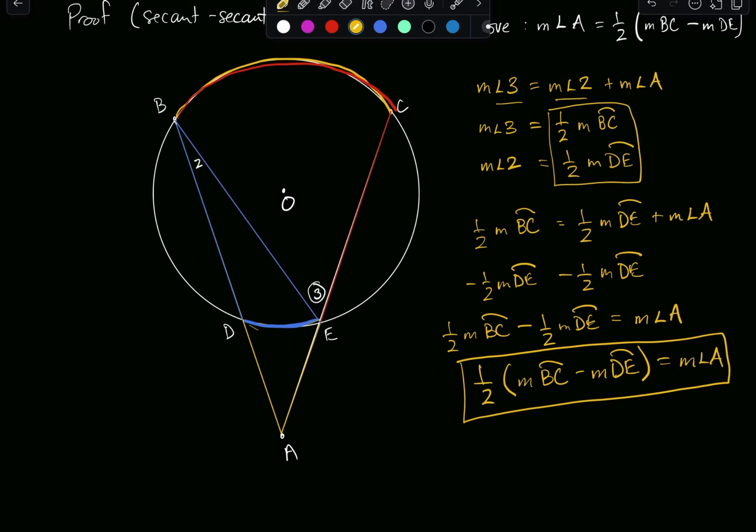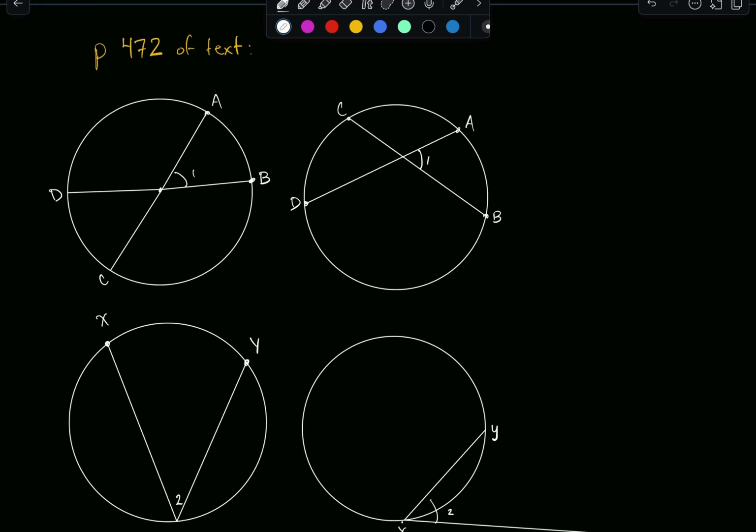Now, I'm not going to prove the tangent-tangent or the secant-tangent versions of this because those proofs look fairly similar to the other proofs that we've already done, and I think you've been watching this video long enough. So, to sum up, one last smash cut so that we can summarize everything.